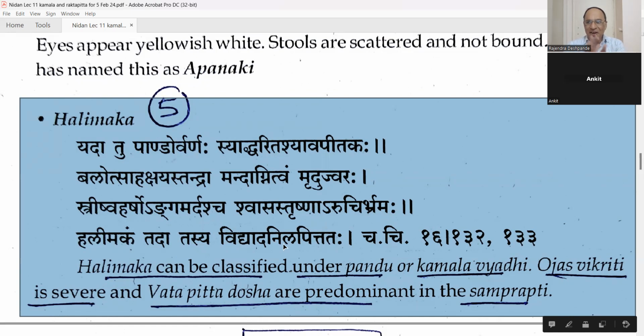I think here is a very interesting thing. In Ruddakatha Kamala, do you remember? Vata Kapha. Bahupitta Kamala, Pitta. But here in Halimaka, Vata Pitta. Write down this point, Vata Pitta.